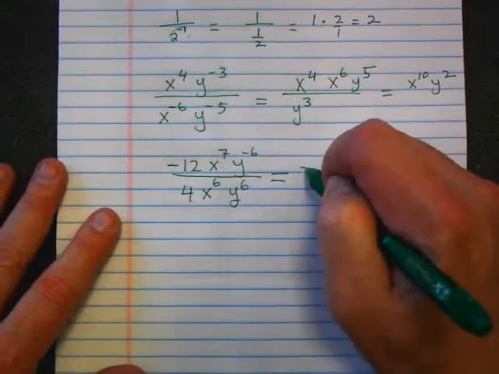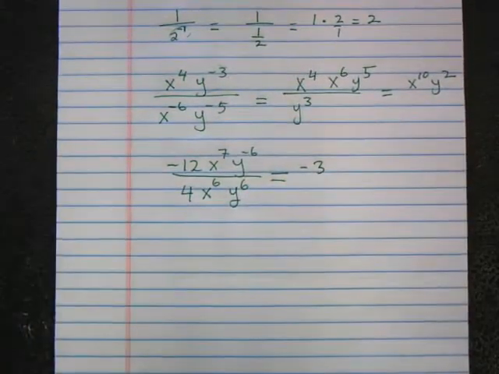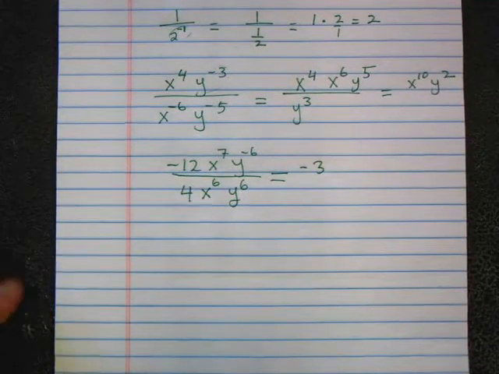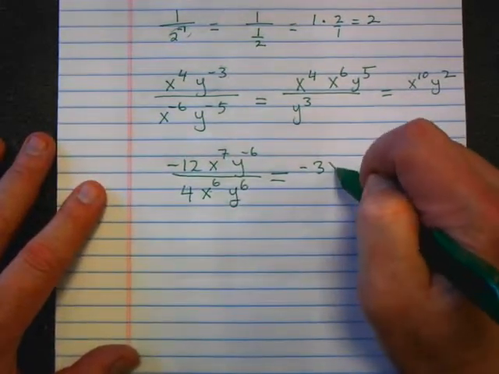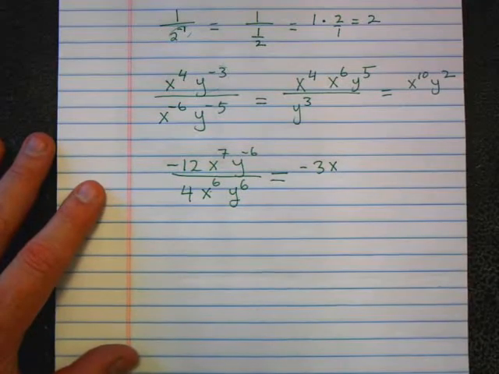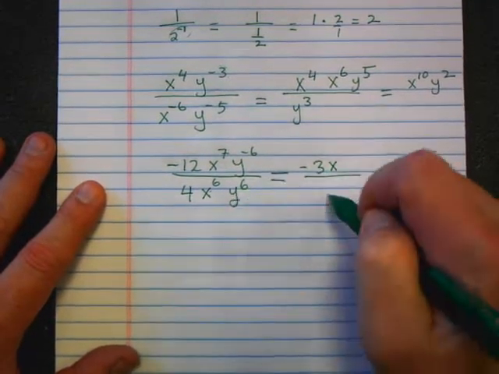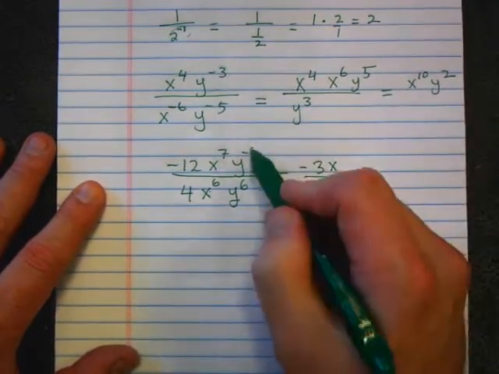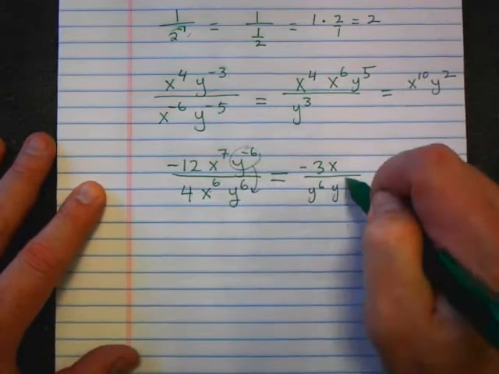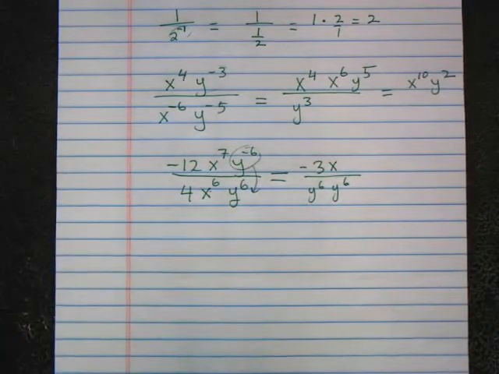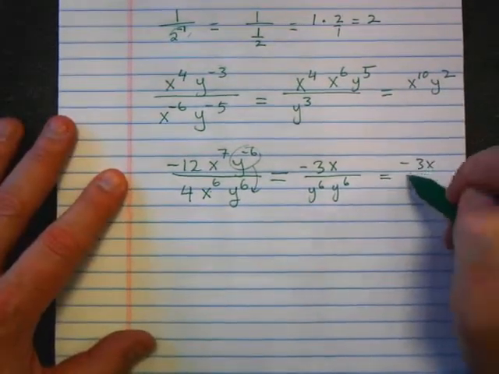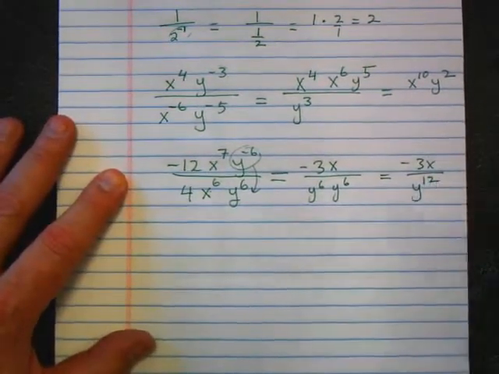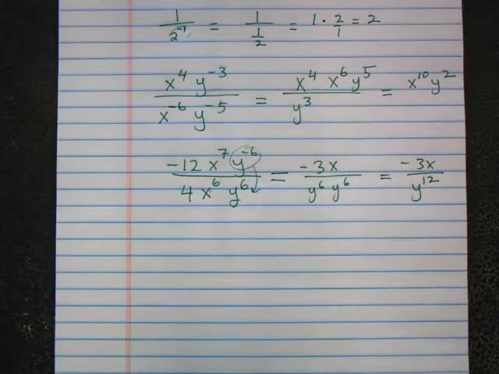And then you can do the x's first. I got x to the 1. Then you move the y down to the bottom. I already have a y to the 6 down on bottom, but this one's going to move down. I'll have another y to the 6 down on bottom. Final answer is negative 3x over y to the 12. Questions on that one?